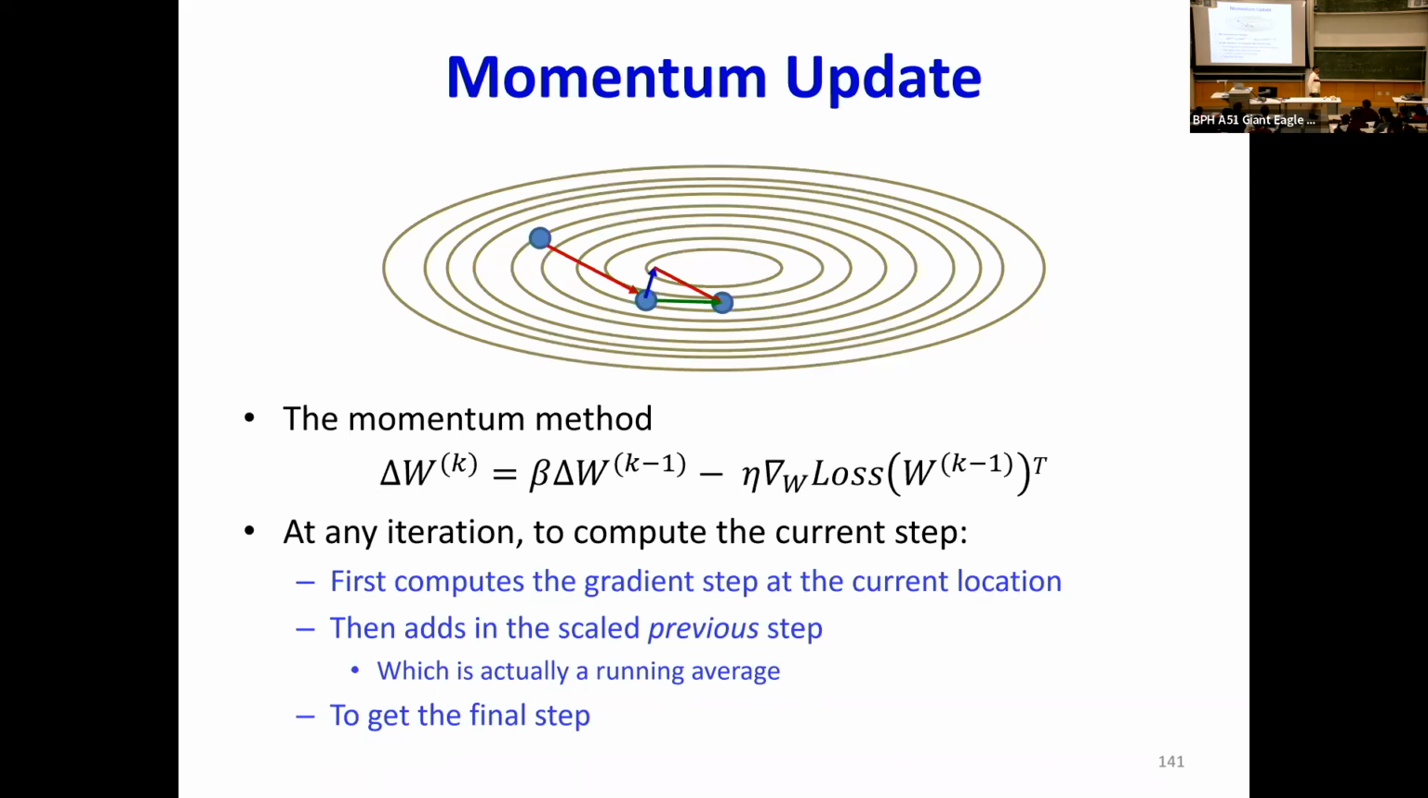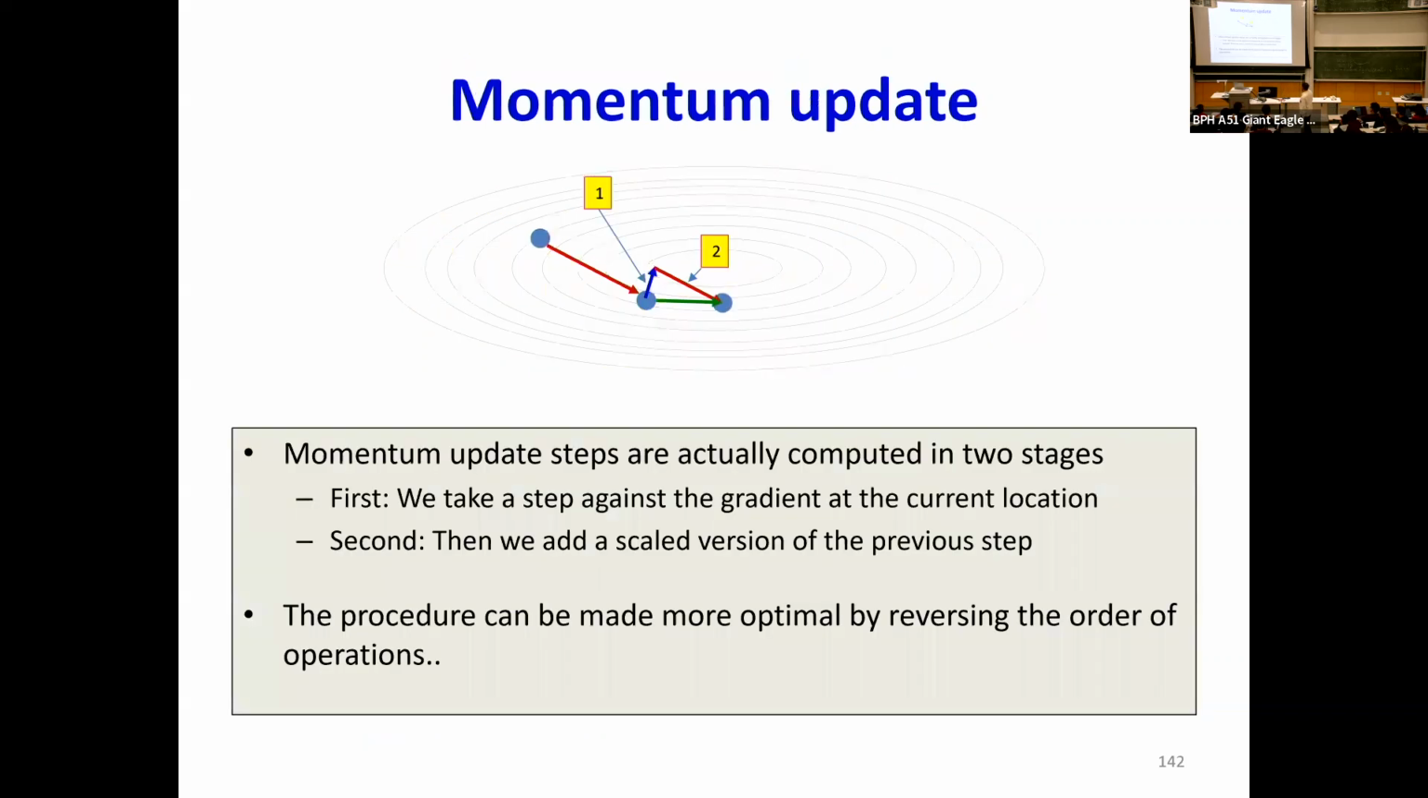This is slightly suboptimal. It turns out that if you take the gradient now and then average it with the previous step, you can end up in a place where the gradient is actually not necessarily what you expect it to be. So a better thing to do is to say, I'm going to go there and then take a step against the gradient, as opposed to saying, I'm going to take a step against the gradient and then add in the previous step. So there are 2 steps over here, right? First, you take a step against the gradient of the current location. Then we add a scaled version of the previous step.